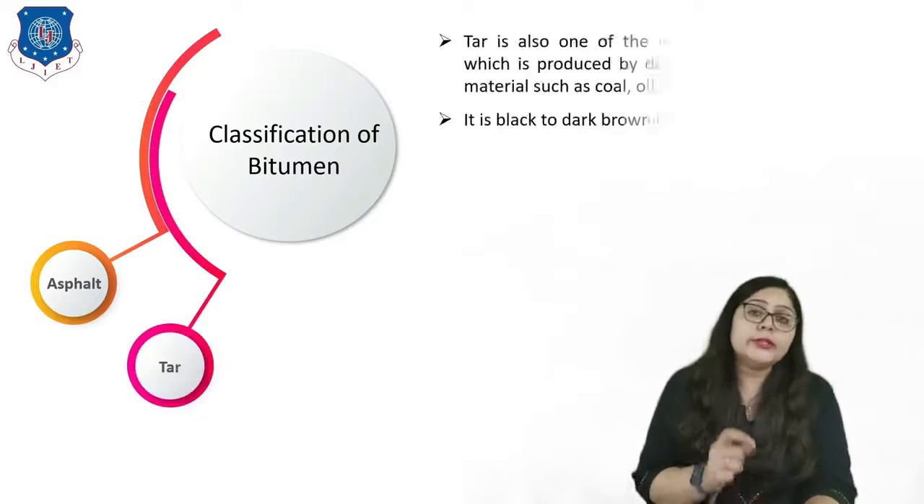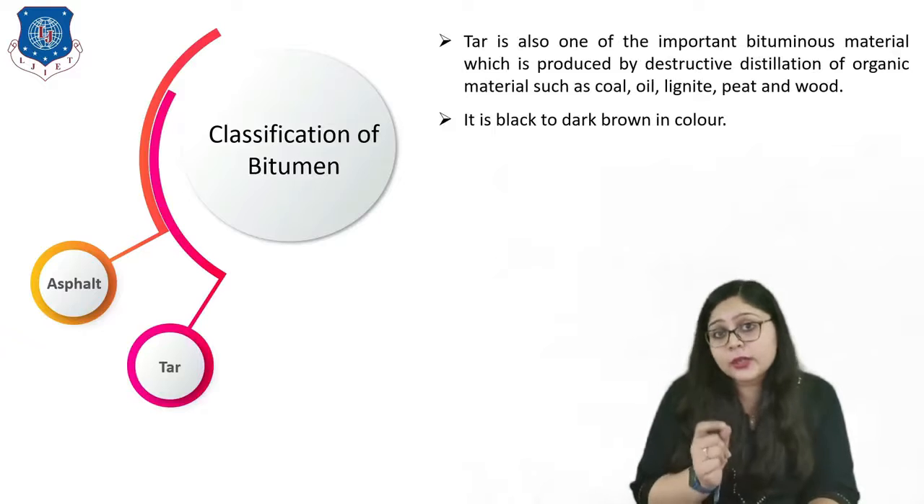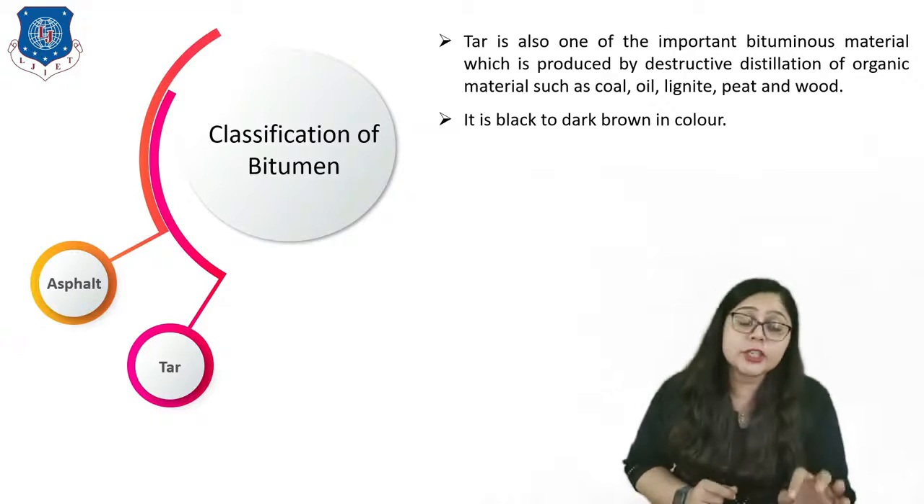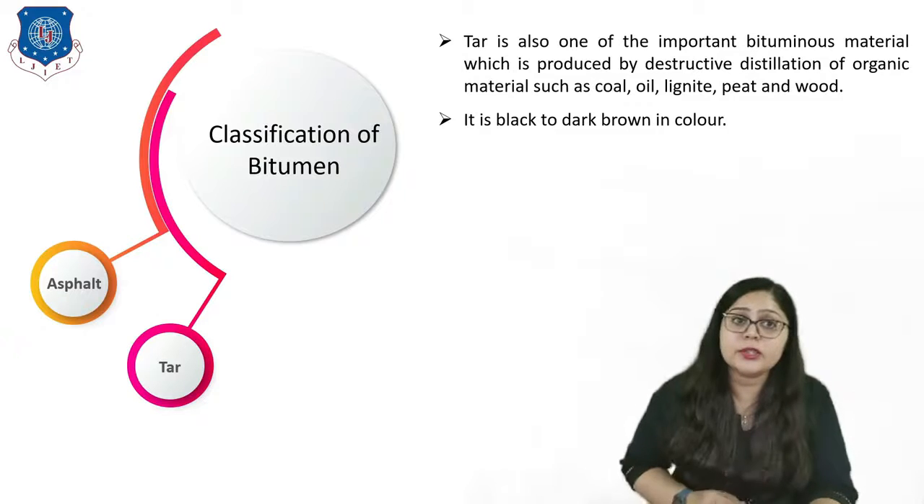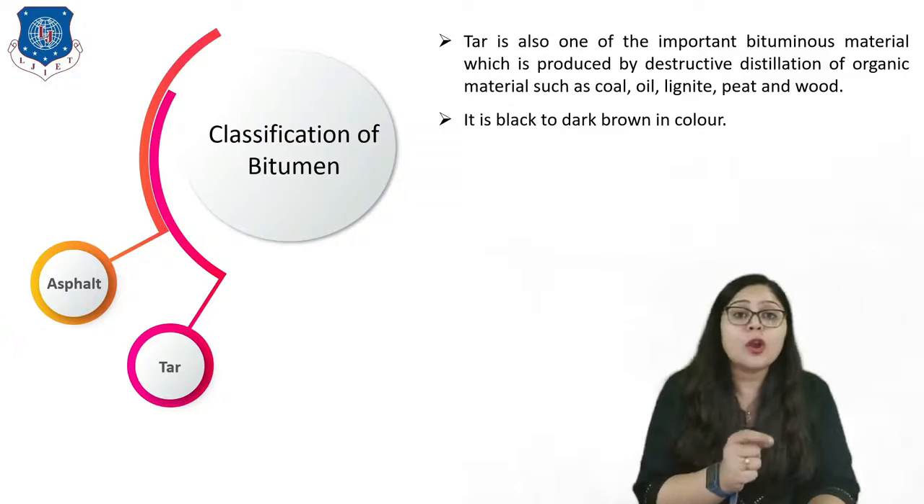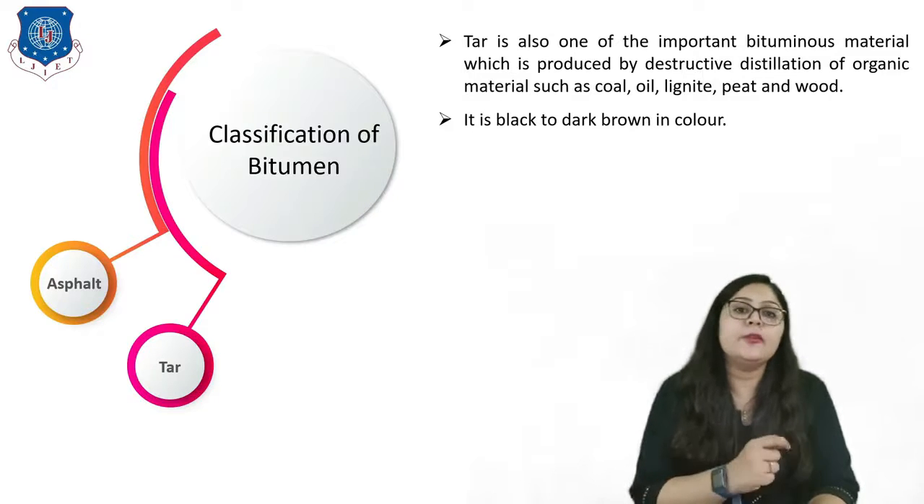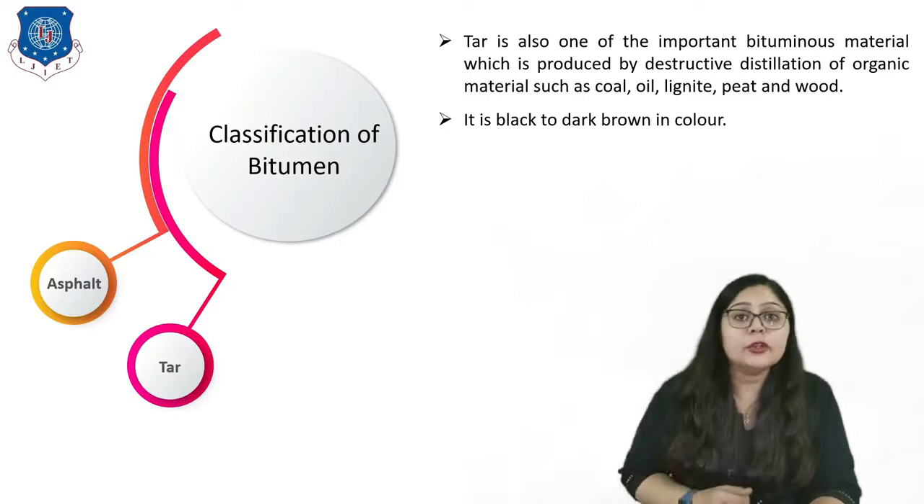Now, let us move to the second type, which is tar. Tar is also one of the important bituminous materials, which is produced by destructive distillation of organic material such as coal, oil, lignite, peat and wood. It is black to dark brown in color, right?